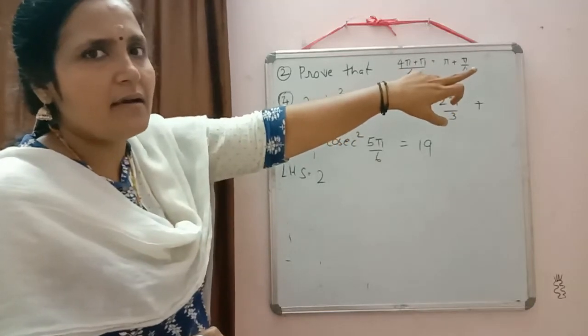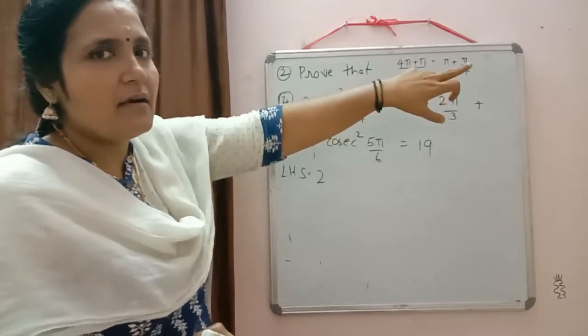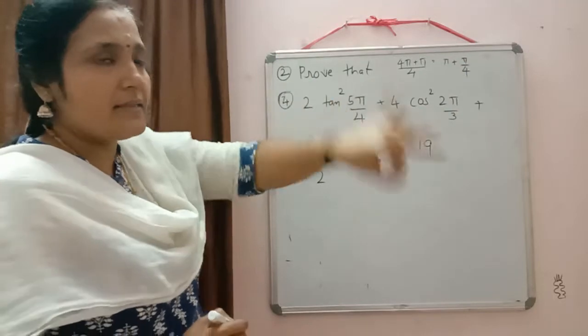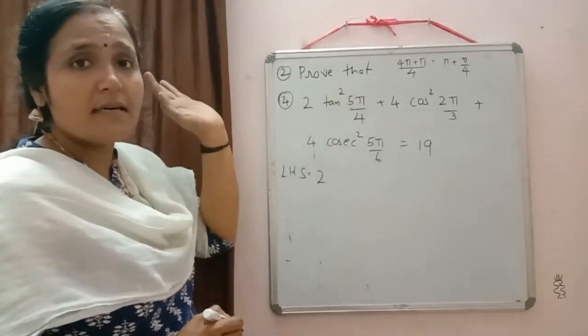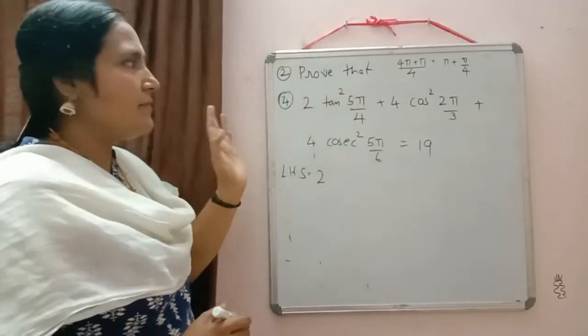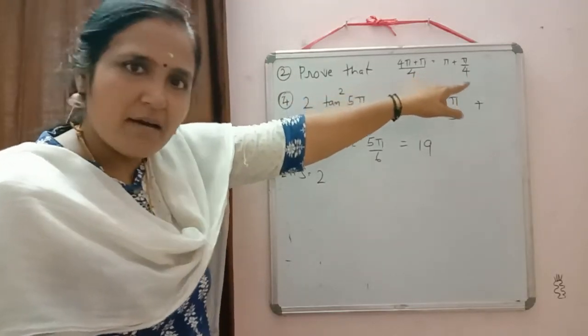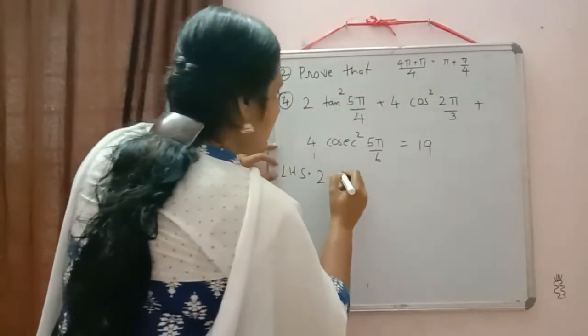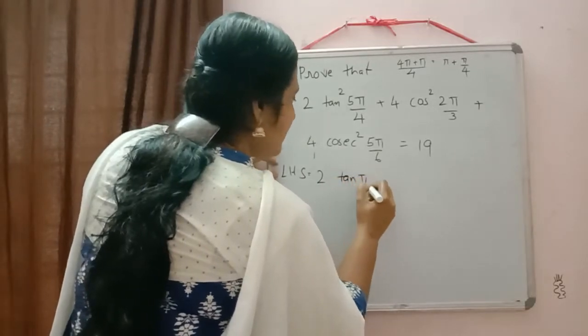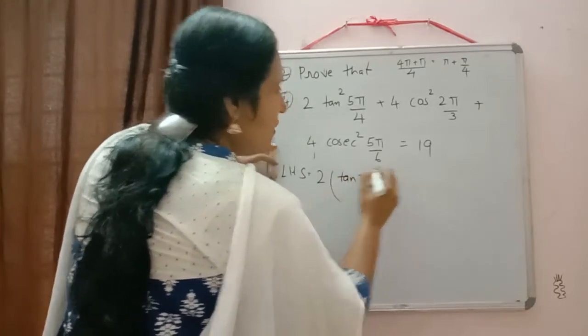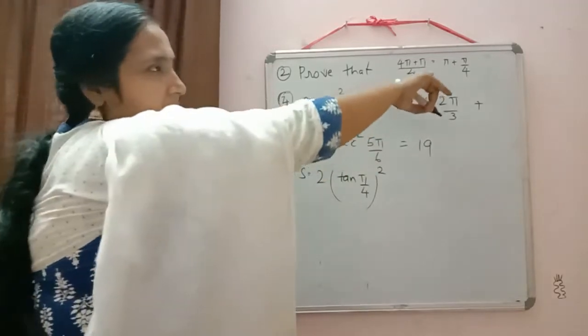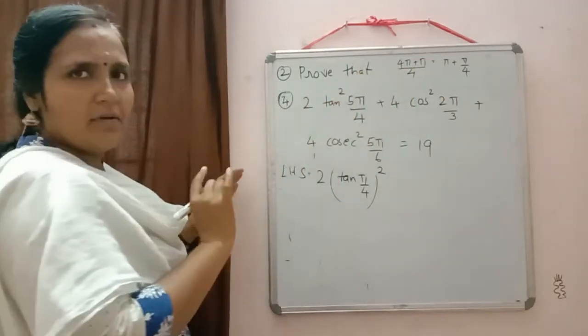Which quadrant? Third quadrant. And in third quadrant tan is positive. So shall I write directly tan pi by 4 the whole square? Okay. So here it will come. It is equal to tan pi by 4 the whole square. Reason I gave there. If you want, you can write down also.